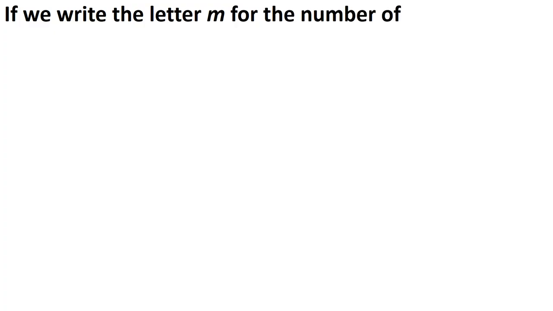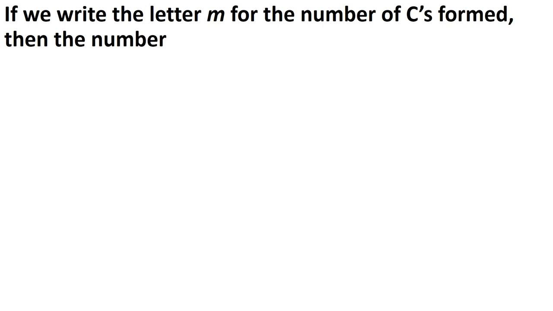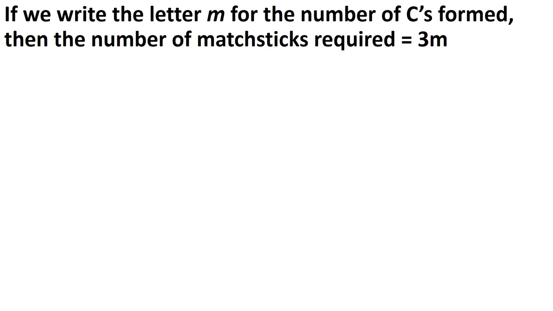So if we write the letter M for the number of C's formed, then the number of matchsticks required is 3M. Now we are writing C M times. Not 1 time, not 2 times, not 3 times, we don't know. Here the letter M is a variable because it can change. M can be 1, M can be 2, M can be 3, 4, 5, any number. We can write down C as many times as we want. So we are writing it with the letter M. Suppose we are making C M number of times. So how many matchsticks are used? It is 3M.